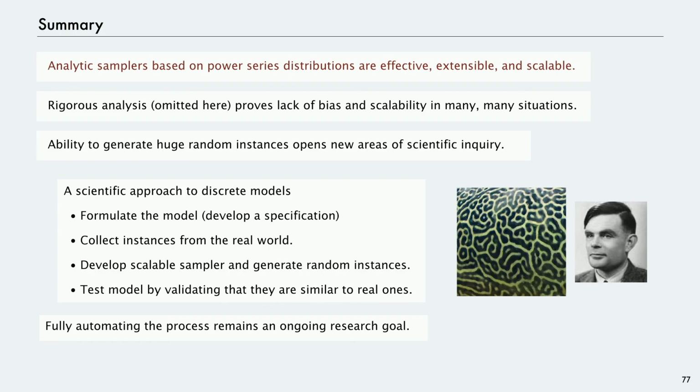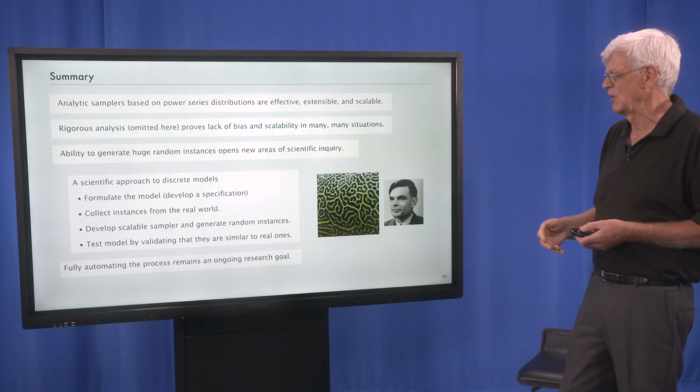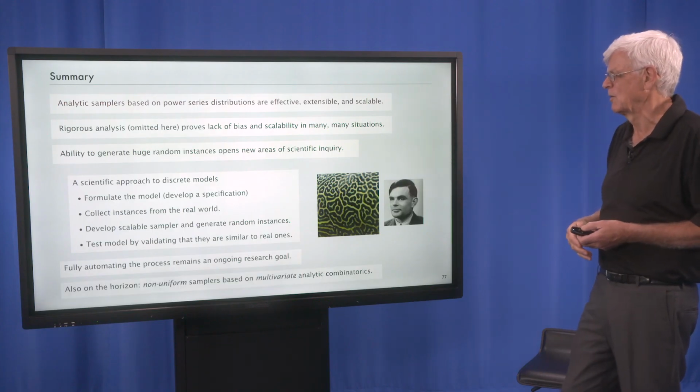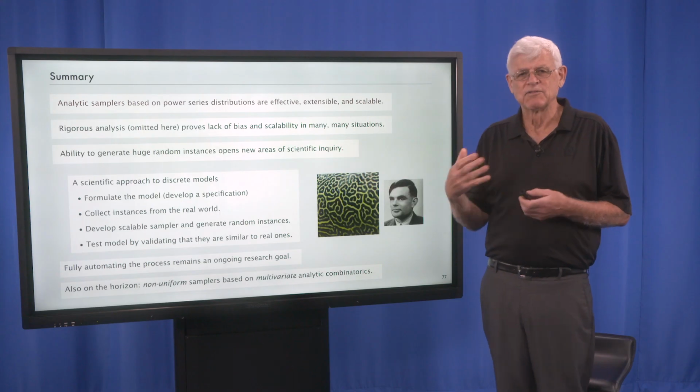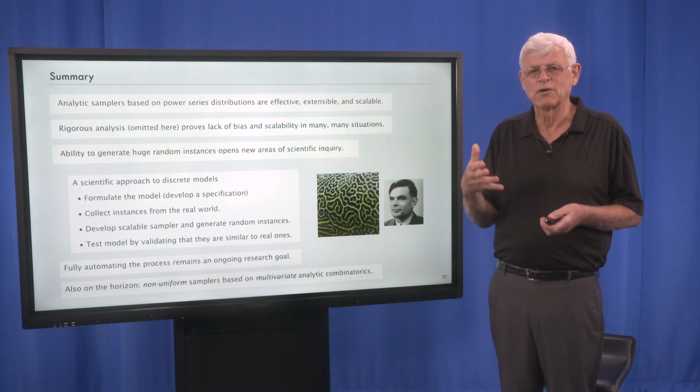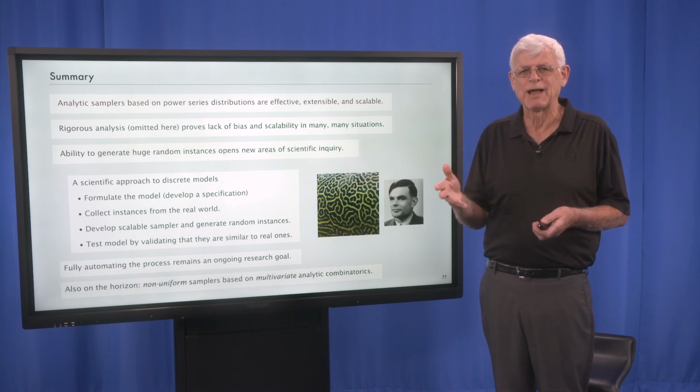The process is not completely fully automated in the case of analytic random samplers for huge instances, but we're very close. It's an ongoing research goal. And that's just the beginning. People are also starting to study non-uniform samplers based on multivariate analytic combinatorics. It's a very rich area of research that already has seen many successful applications.